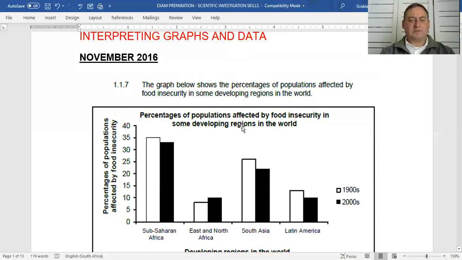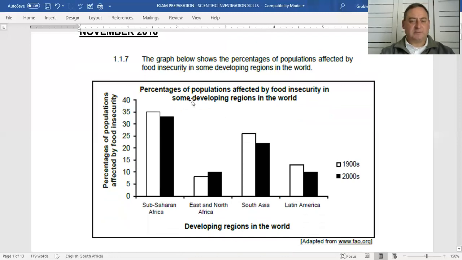In order to discern that, you need to read. So you say, the graph below shows the percentages of populations affected by food insecurity in some regions in the world. Now, food security, we know, refers to enough food all the time. So these people in these areas have had food insecurity. So let's go, first of all, to the x-axis. Always look at the x-axis. What are we talking about? We're talking about this region in the world. We're talking about that region. We're talking about South Asia, and we're talking about Central and South America.